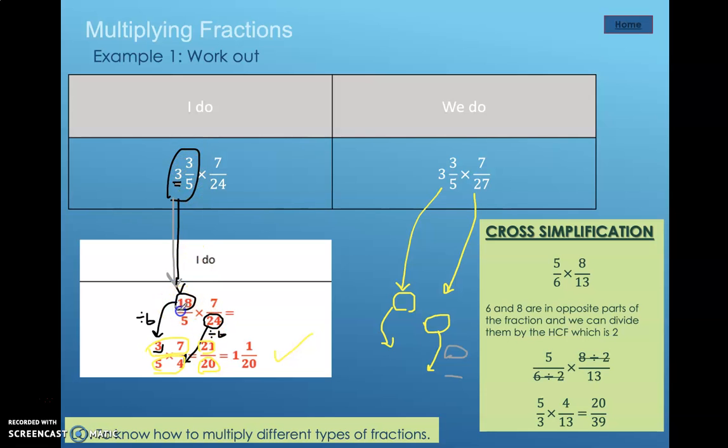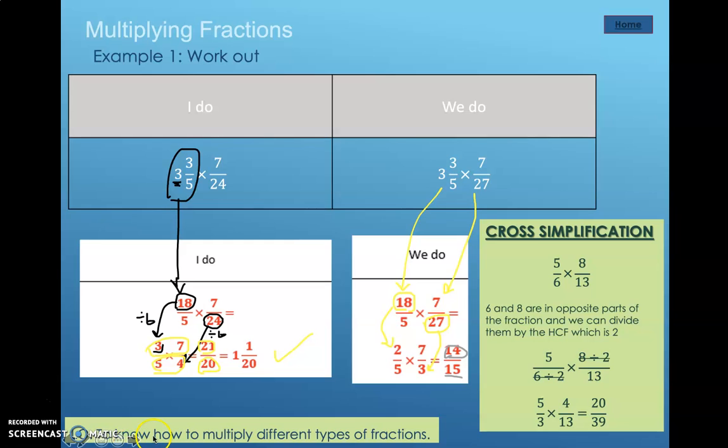So now the cross simplification comes in. So we notice that a number on our top, 18, and a number on our bottom, 24, are both in the 6 times tables. So if we make sure we divide something on the top by 6 and something on the bottom by 6, then our answer will stay the same because it's balanced. What we've applied to the top, we've applied to the bottom. So our 18 divided by 6 becomes 3. Our 24 divided by 6 becomes 4.